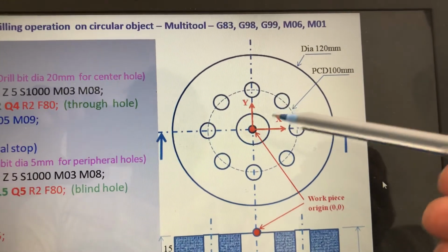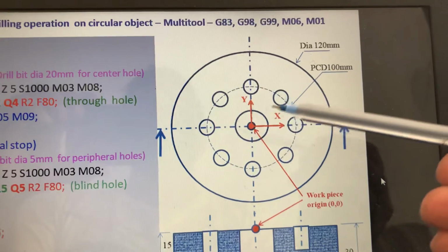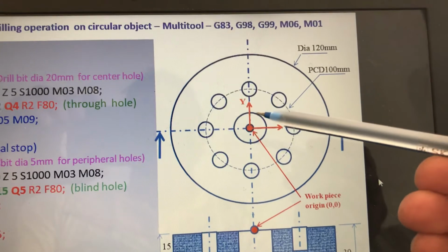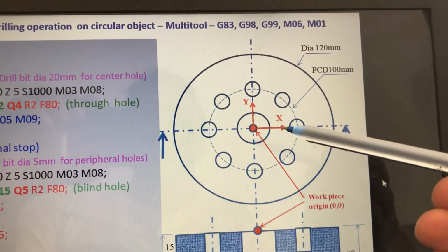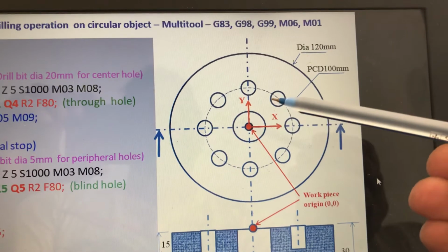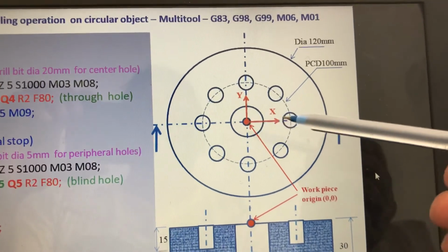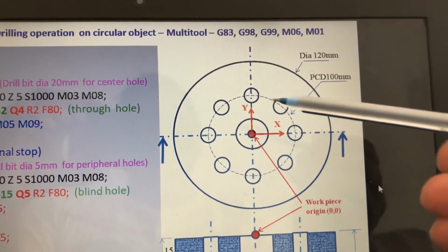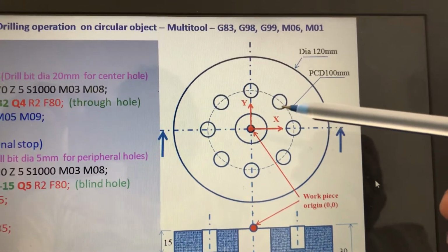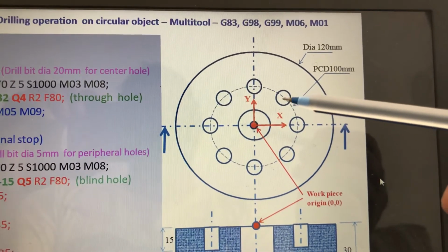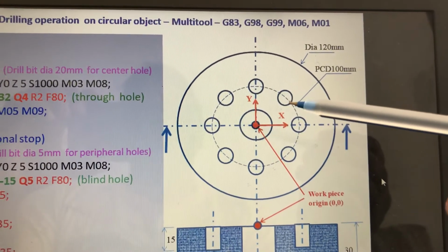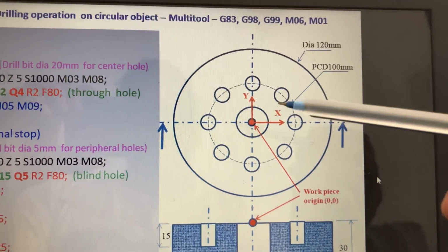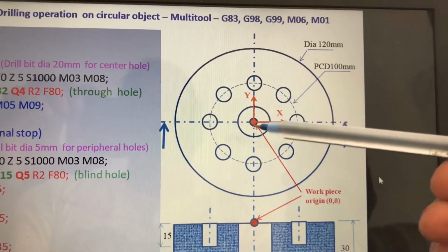This side is called the hypotenuse. The hypotenuse is equal to the radius of the PCD, which is 50. So the hypotenuse is known. We can find the opposite side, the y value, using the sine formula, and the adjacent side, the x value, using the cos theta formula. We have calculated like this and the values are already found. I will tell you the values. The values at this hole are 35.35 for both x and y. Both values are the same because the included angle is 45 degrees.